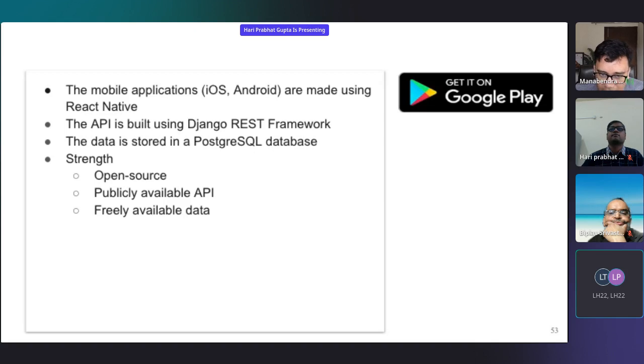So all of these applications are built using React Native because we want to reduce the amount of work that is required to make multi-platform applications. The API is developed using Django REST framework, and the data set is stored in a PostgreSQL database. And the strength is that we have kept it open source. The data set is freely available, so if anybody wants access to the data set, I'm happy to provide it. Next slide, please.